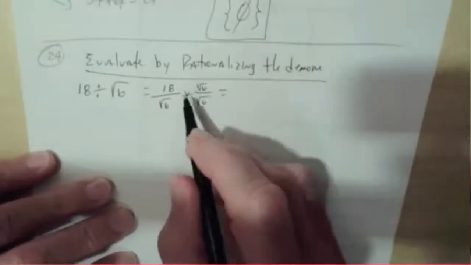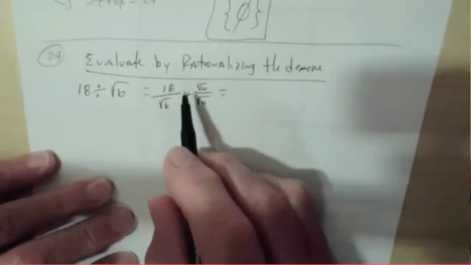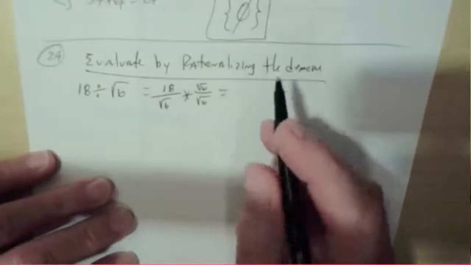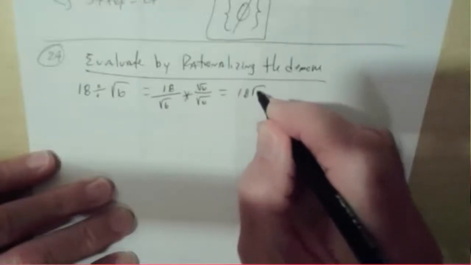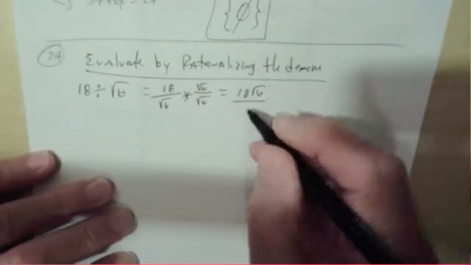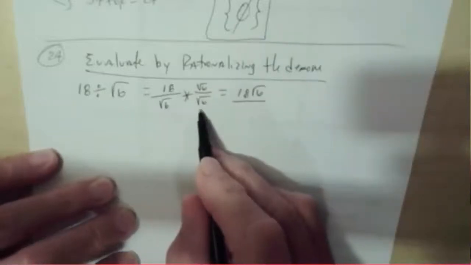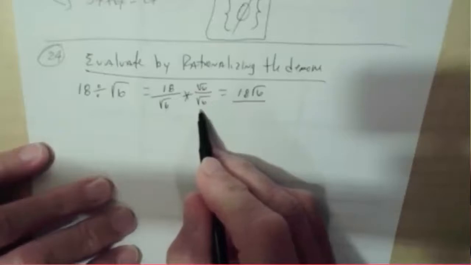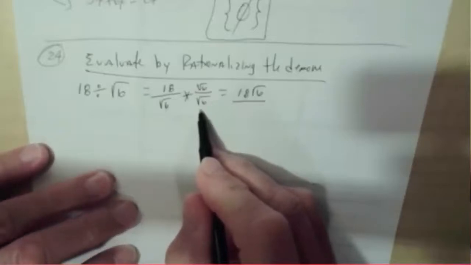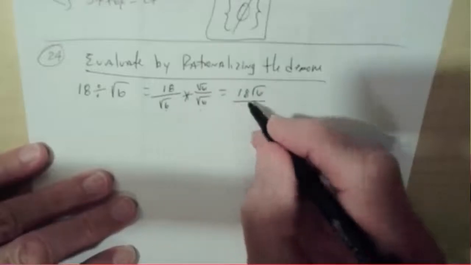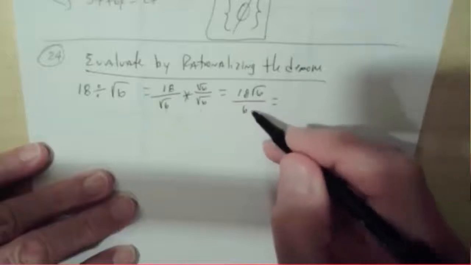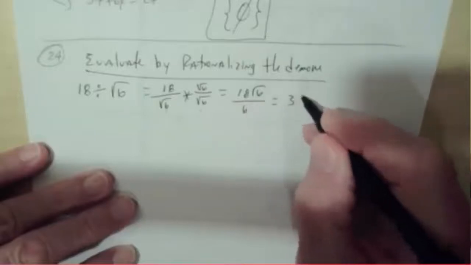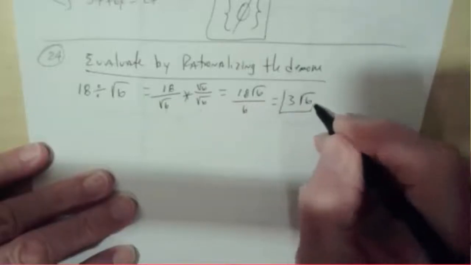Now when we multiply fractions, we do it straight across. Simplest thing you can do with a fraction. So we have 18 times the square root of 6 divided by, remember when you multiply the square root of anything by itself, the radical just goes away. Now, we can reduce this. 18 divided by 6 is 3, square root of 6.